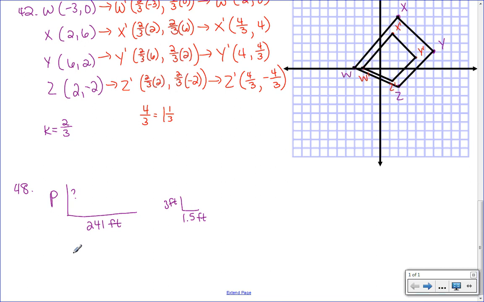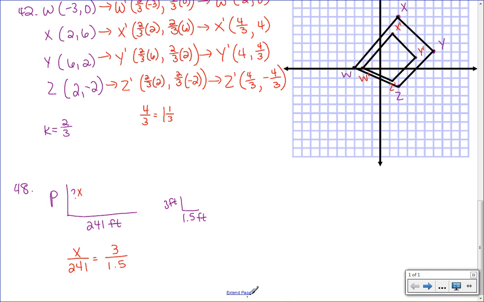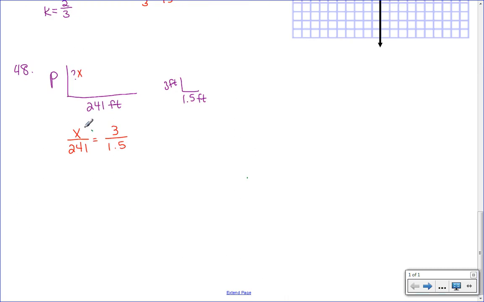So we don't know the height of the pyramid, that's what we're looking for, but its shadow is 241 feet long. At the same time, a yardstick, or a stick that's 3 feet long, casts a shadow that's 1.5 feet long. With these, we will always set up proportions to solve them. So we'll call this x. x over 241 equals 3 over 1.5.